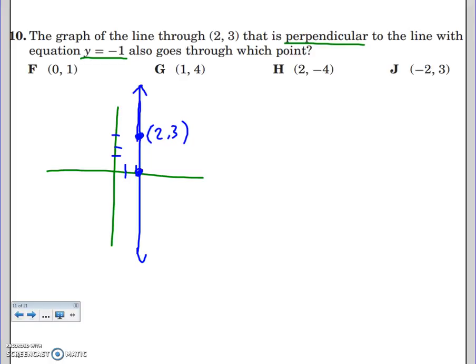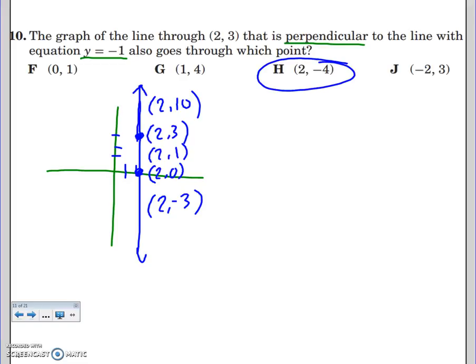This is, that's really bad, but 2, 0. Somewhere in there is 2, 1. Somewhere up there is 2, 10. Something on here is 2, negative 3. But notice, the x is always 2, and the y can change. So this is going to be h. Again, y equals negative 1 is this line. Perpendicular to that would be straight up and down. That's why I had to do up and down, undefined slope.